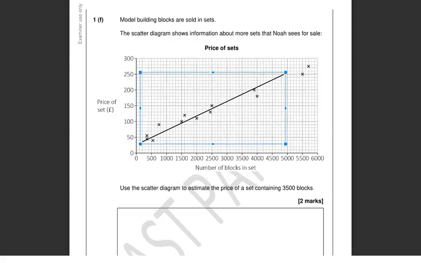So like that's the line of best fit. So you now find what? 3,500 blocks. So you trace it up. Then you can see it's just 185. You see, you trace it up, you go up the middle line, then you can turn left.